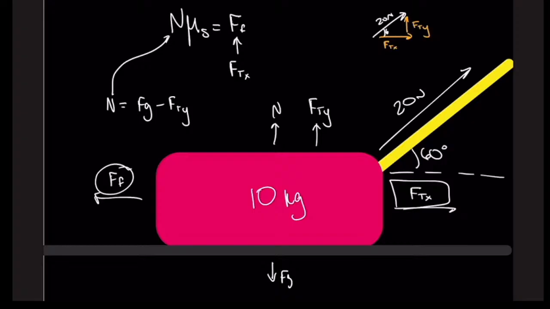Again, this is our 30, 60, 90 triangle. So this guy right here is 2x, so this is x, so this is 10. This guy is equal to 10 newtons. So now I'm going to come in and say, cool, 10 newtons. Awesome, that was really easy.